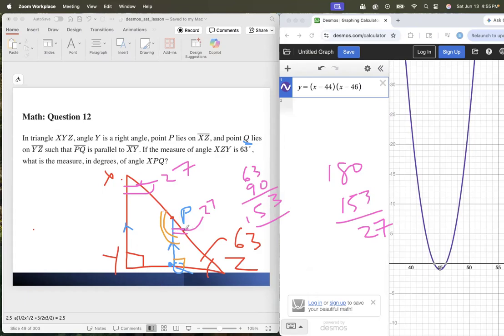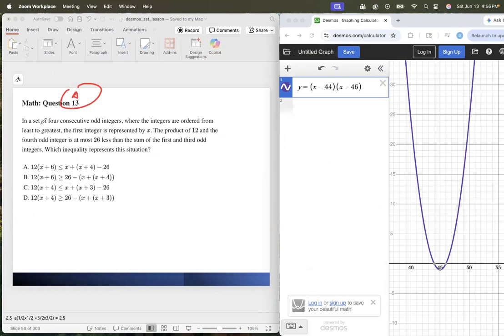Or you can say, hey, this is a straight line, right? If this is 27, this has to be 153. And straightforward, that's the answer choice. So you can use this straight line, 27, and this is 153. So the answer choice is 153.